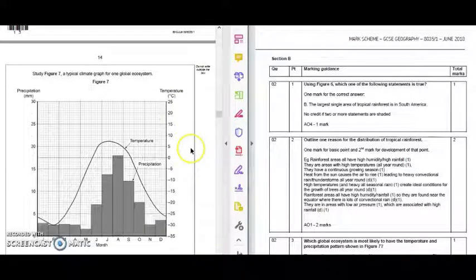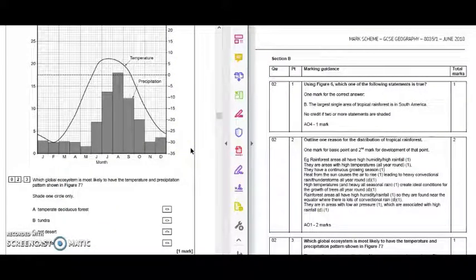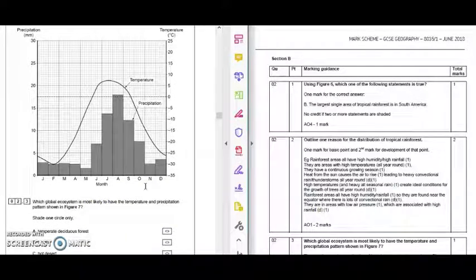Next question, 2.3. Which global ecosystem is most likely to have a temperature and precipitation or rainfall pattern shown in figure 7? You've got a climate graph. The bars is the amount of precipitation, which is rain or snow and things like that. And the line is the temperature. So looking at the temperature, and you've got to be careful here because there's different axes. Temperature's on the right-hand side.